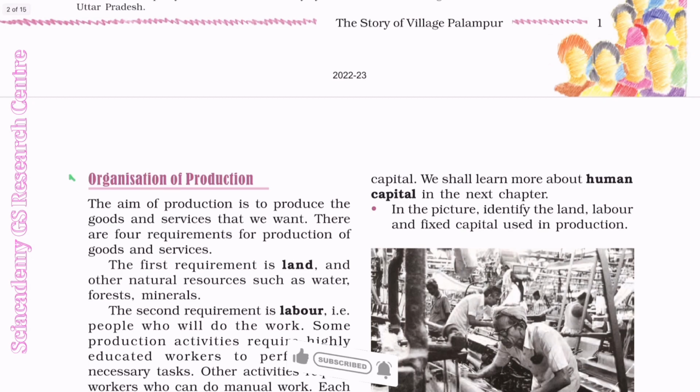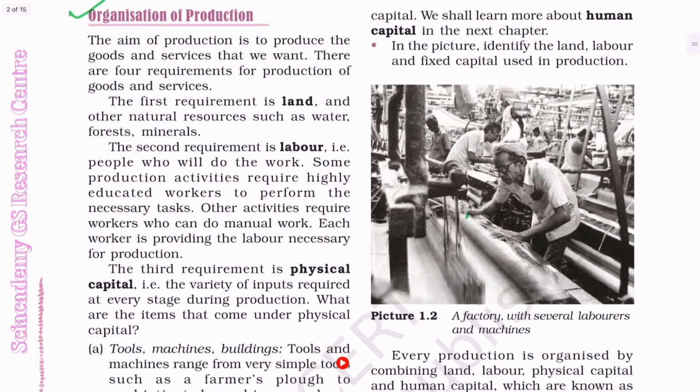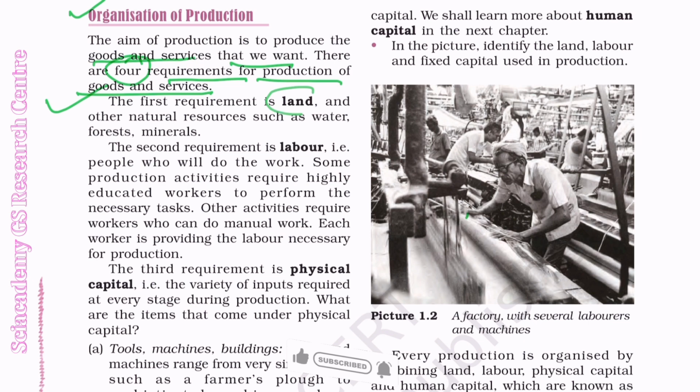Organization of production. The aim of production is to produce the goods and services that we want. There are four requirements for production of goods and services. The first requirement is land and other natural resources such as water, forest, minerals. The second requirement is labor, that is, people who will do the work.